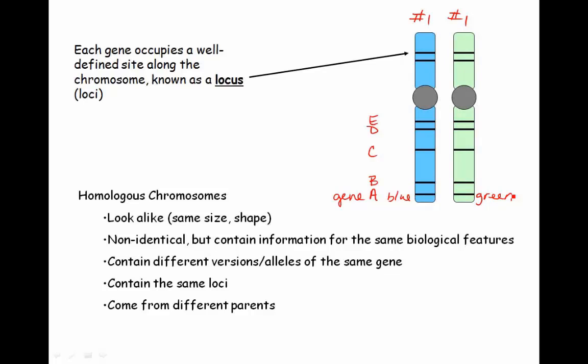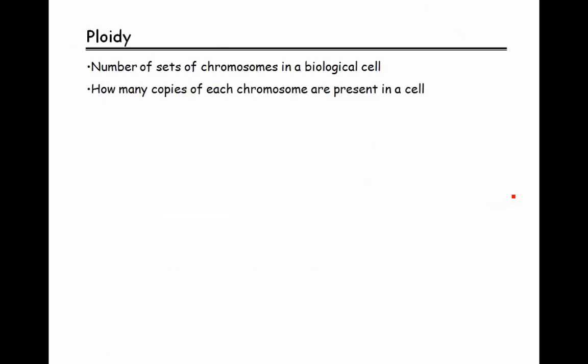Now, the reason that we have homologous chromosomes is because these come from different parents. We will inherit one of these chromosomes from our mother, and one of them will come from our father. And we get one from our mother and one from our father in the form of the egg and the sperm cells.